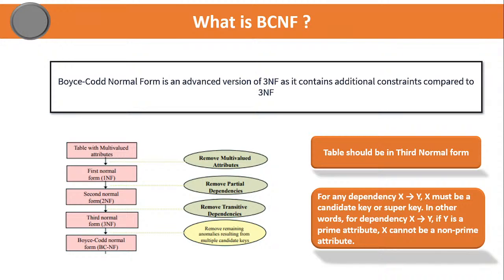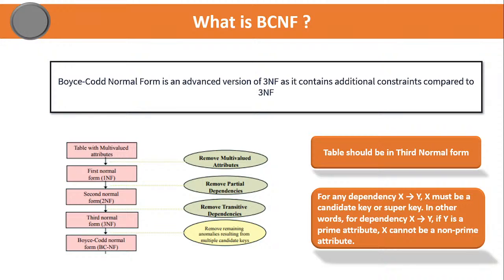So for example, for any dependency, let's say a relation X to Y, X must be a candidate key or a super key. In other words, for dependency X relates to Y, if Y is any prime attribute, then X cannot be a non-prime attribute.